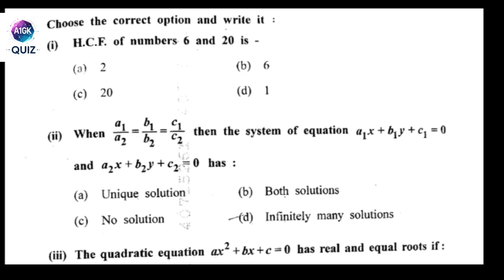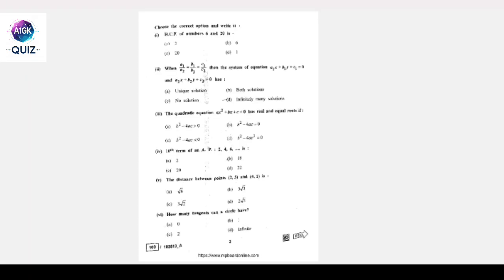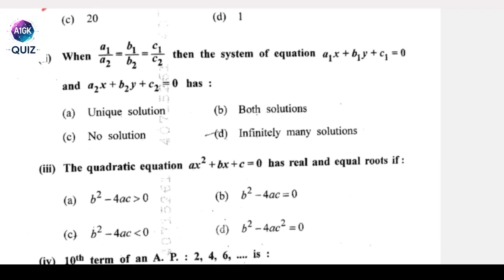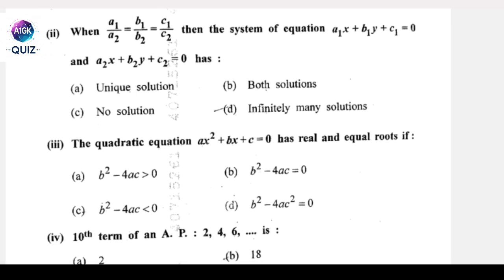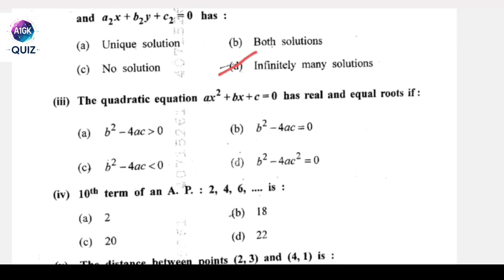So here we study: the HCF of 6 and 20 is... there are two numbers, 6 and 20, and their HCF is 2. So the correct answer is 2. Then after that, when a1 upon a2 equals b1 upon b2 equals c1 upon c2, then the system of equations a1x plus b1y plus c1 is equal to 0 and a2x plus b2y plus c2 is equal to 0 has, when all three ratios are equal, infinitely many solutions.